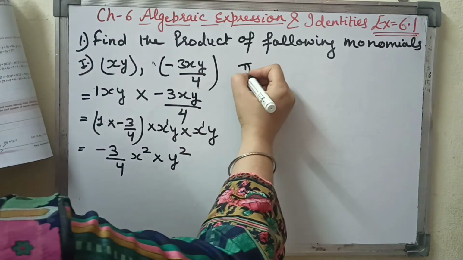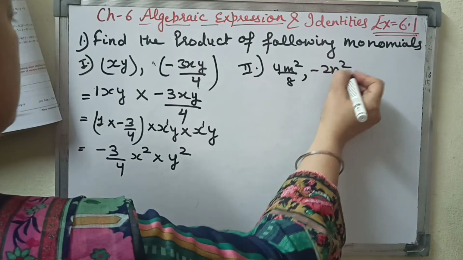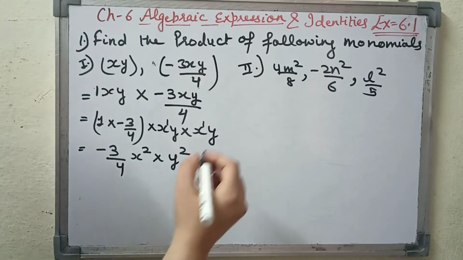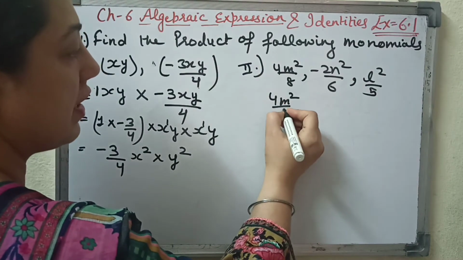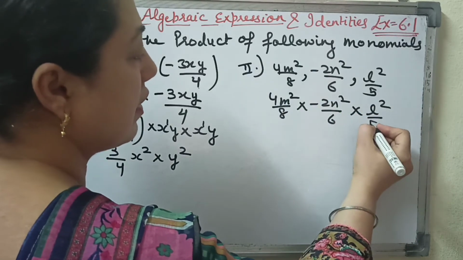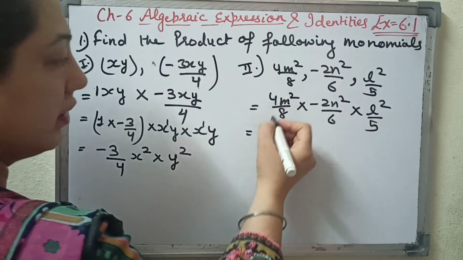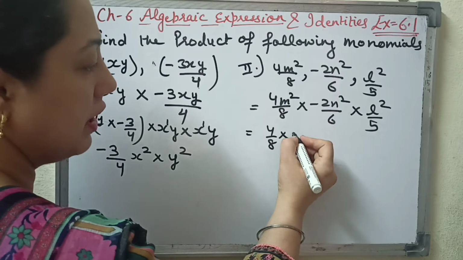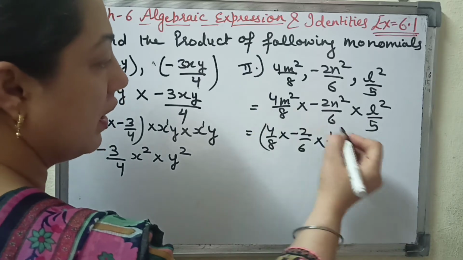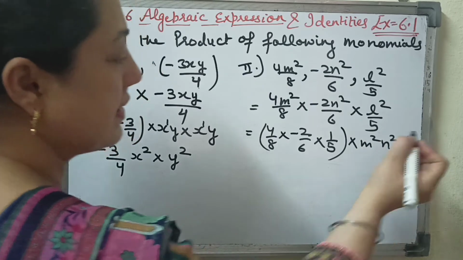And the second part of this sum is 4m square over 8, minus 2n square over 6, s square over 5. Again, we put the sign of multiplication here: 4m square over 8 multiplied by minus 2n square over 6 multiplied by s square over 5. First of all, take all the constants together: 4 over 8, the second term constant is minus 2 over 6, and in the third term the constant is 1 over 5. And all the variables together, that is m square, n square, l square.